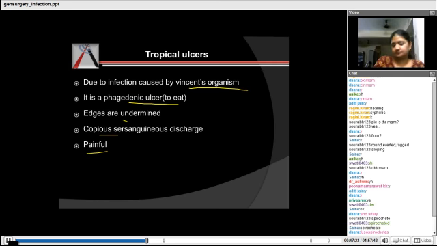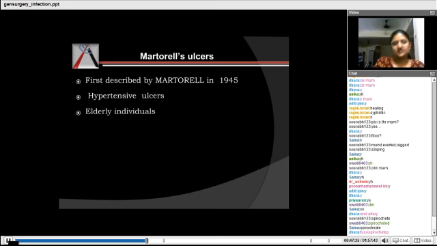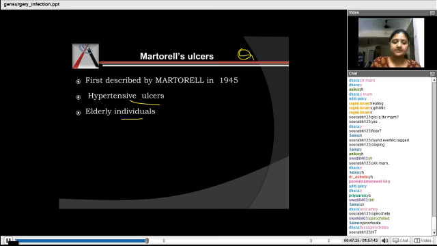Then comes Martorell's ulcer. Where do you see Martorell's ulcer? And these different types of ulcers are very important. It was described by Martorell in 1945, usually seen in hypertensive individuals or in the elderly. So hypertension is the key word over here.